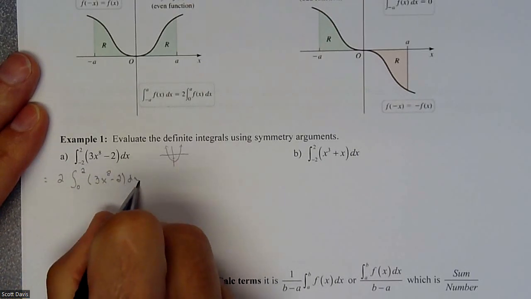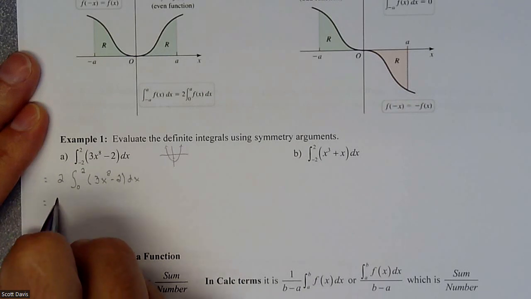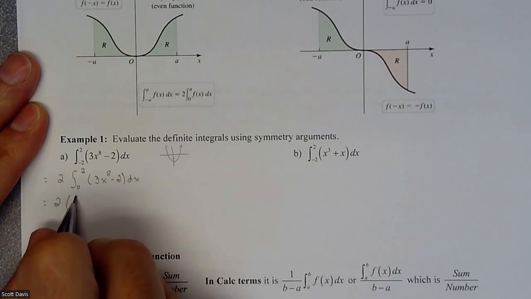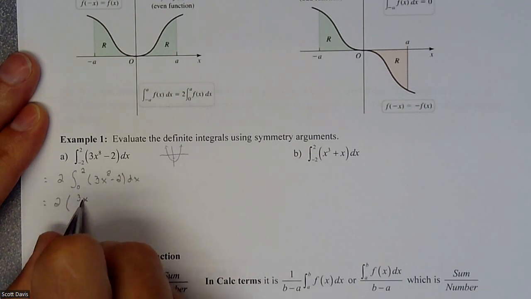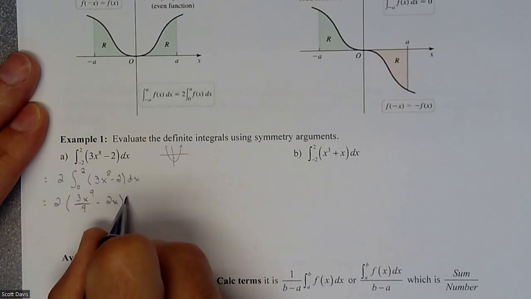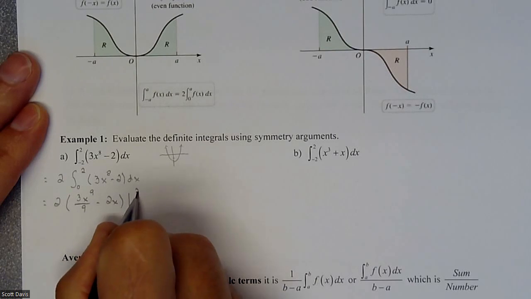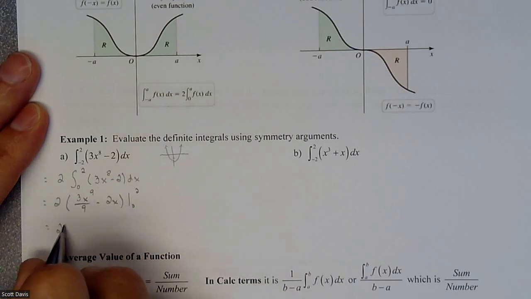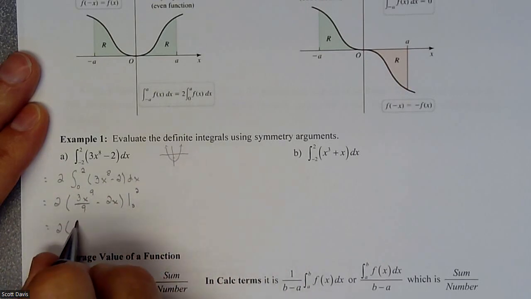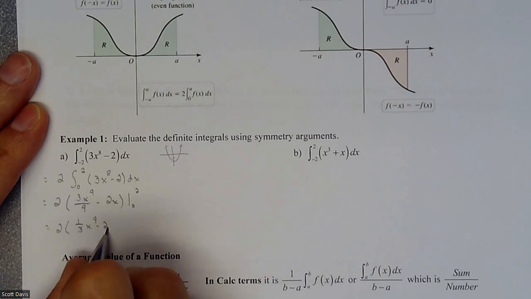All right, so to do the antiderivative, we're going to add our power and divide by that power. So we're going to have a 3x to the 9th divided by 9 minus 2x. And we're going to go from 0 to 2. So we're going to have a 2 plugged in. Let's simplify it a little bit. This is going to give us a 1/3 x to the 9th minus 2x, 0 to 2.